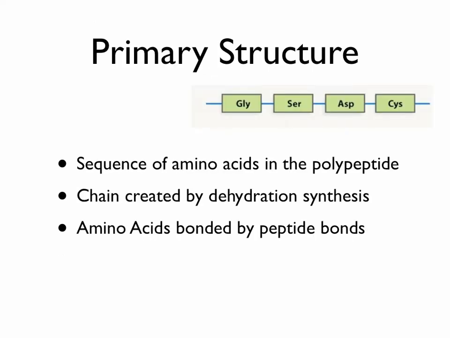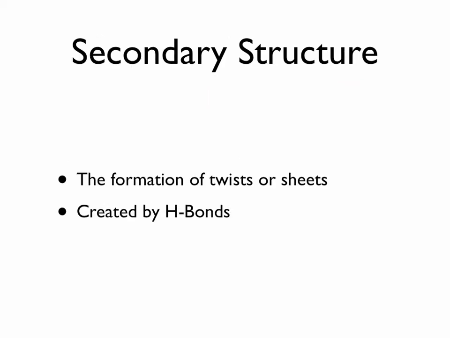The first level of structure is called primary structure, and it involves just the sequence of amino acids in the polypeptide. So here's an example on the slide. 4 different amino acids, all of them linked together through dehydration synthesis, and what you end up with is each amino acid is bonded to the other by a peptide bond. If you don't know what a peptide bond is, you need to go back to the notes from the last video and review.